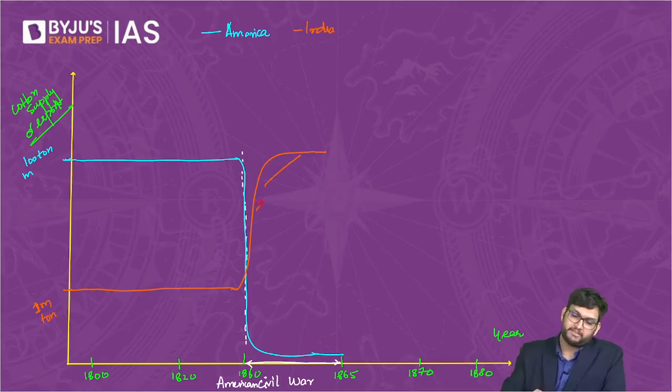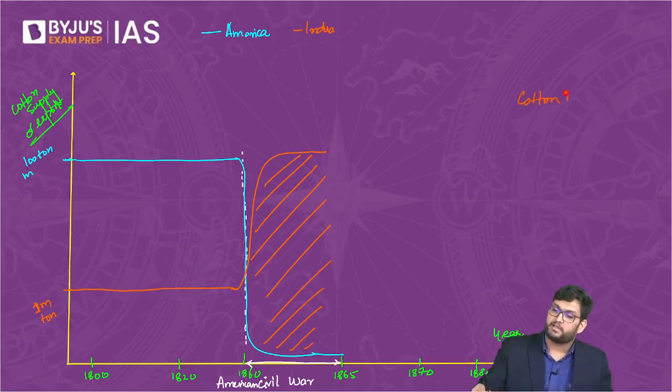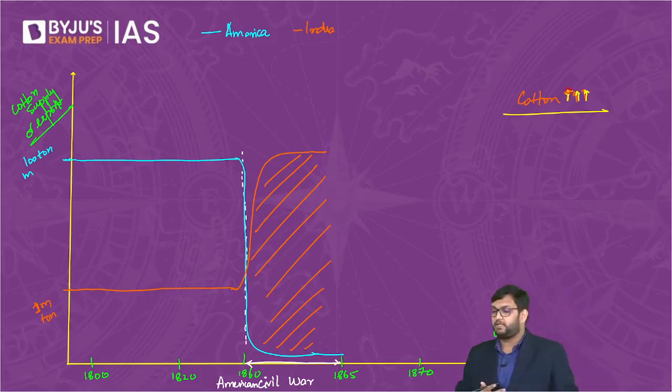Because the deficit was there, and it is in this phase of 1860 to 65 that cotton prices are going to go extremely high. Civil war because of the slavery issue is being fought. The simple point of the matter is that the cotton prices are going to become extremely high because American supply is not there.